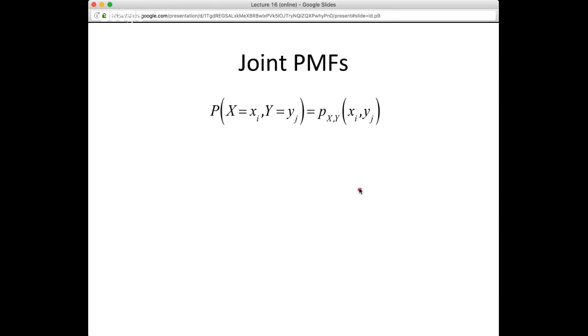We're going to focus in on the probability mass functions because we talked about the joint CDF or PDFs, probability density functions, in class. And so then for this probability mass function here, really what we're saying is it represents the probability that our random variable x is going to be equal to xi and our random variable y is going to be equal to yj.